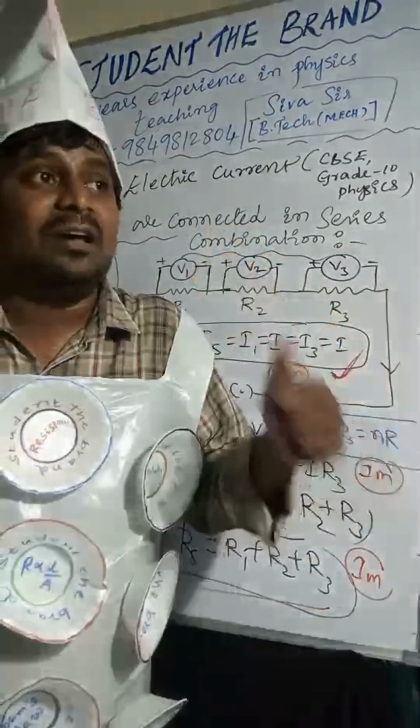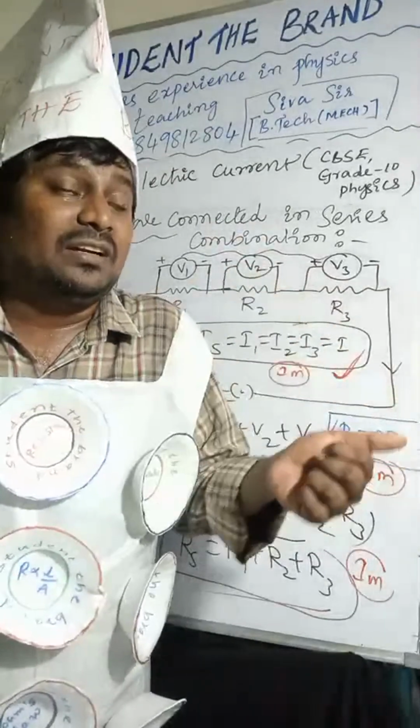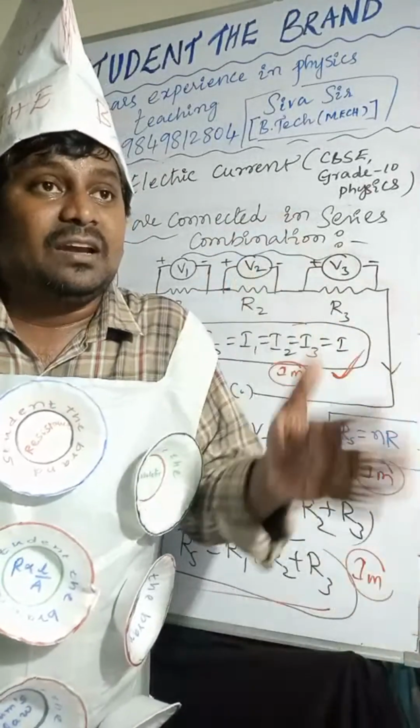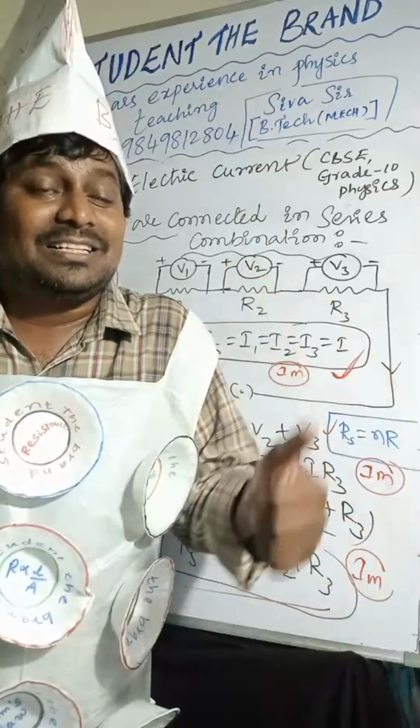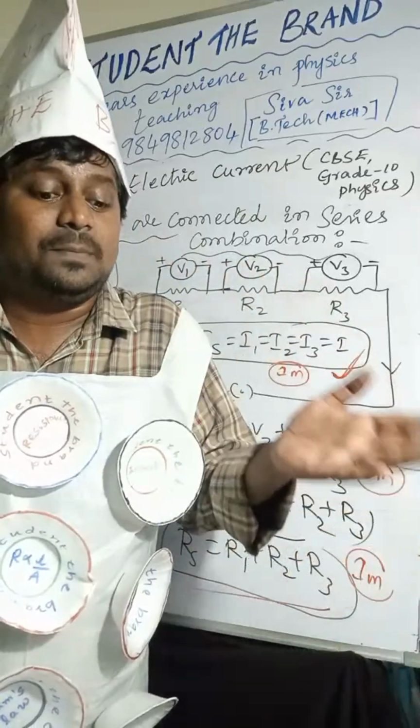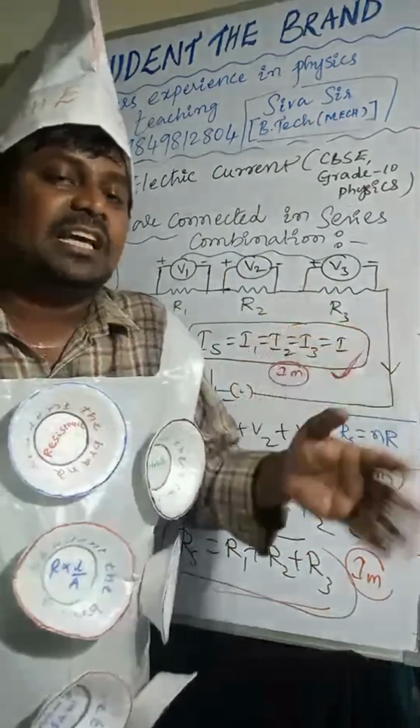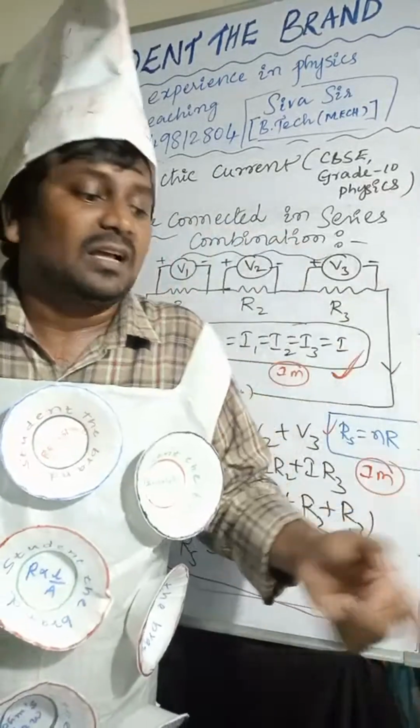Resistance depends on length and area. The SI unit of resistance is ohm. Resistance depends on temperature. Resistance depends on the material of the conductor.